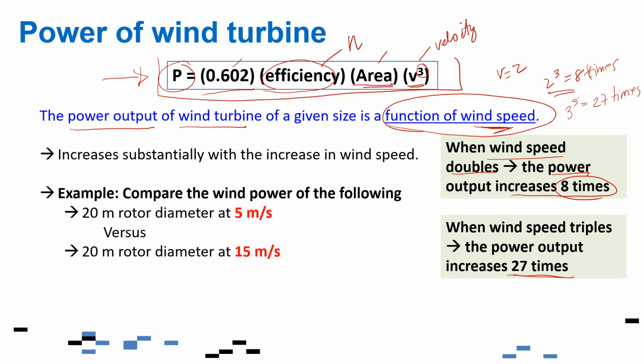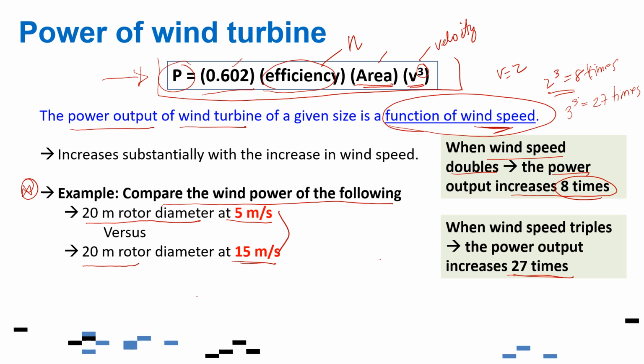So let's take, for example, a simple example here. Compare the wind power of the following: 20 meters of rotor diameter, this is the turbine diameter, at 5 meters per second of wind speed, and 20 meter rotor diameter at 15 meters per second of wind speed. So we have basically the same rotor diameter, but the main difference is the velocity. The velocity has increased 3 times, from 5 to 15. So what's going to be the answer for this comparison?